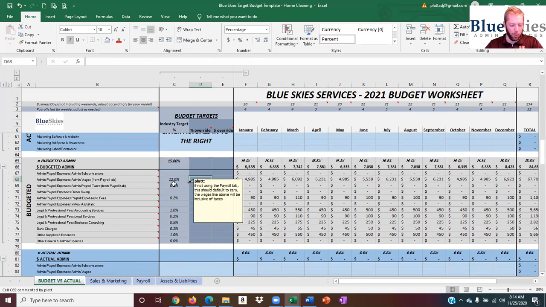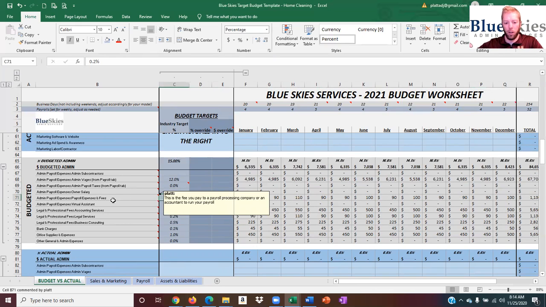So admin bucket real quick, most of it's going to be wages. Again, I didn't break out payroll taxes or owner salary or anything like that. At the end of the day, it's all admin wages. So we're shooting for 12% as a whole in that admin section. You're probably going to have some payroll expenses or fees to Gusto or Sure Payroll or ADP or whoever you use to run your payroll. So some fees built in for that.